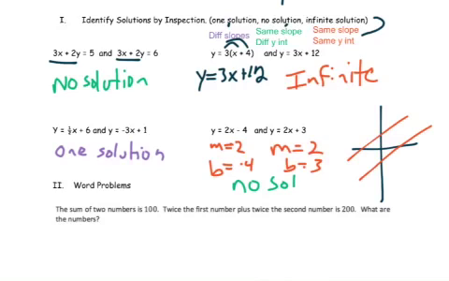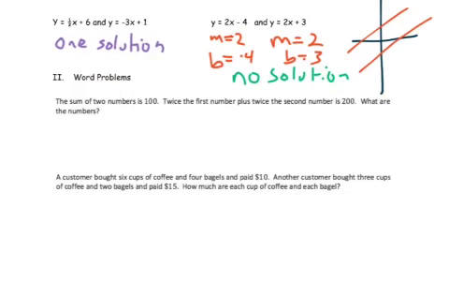No solution. Okay, now on the bottom of the page I have 2 word problems. Now I'm not asking you to find a solution. All I want you to do is to figure out, is it one solution, no solution, or infinite solutions? So the first one says the sum of 2 numbers is 100. So I would write x plus y equals 100. There I have the sum of 2 numbers, x plus y. I know it's going to be equal to 100. So that's this first part.